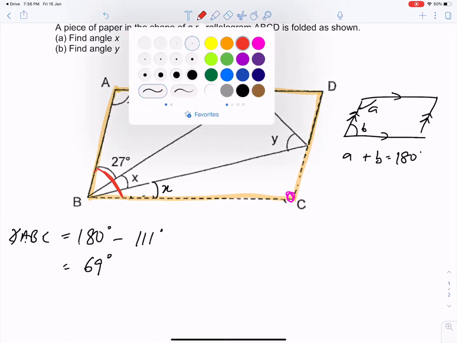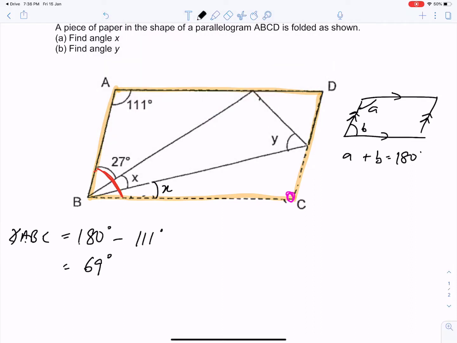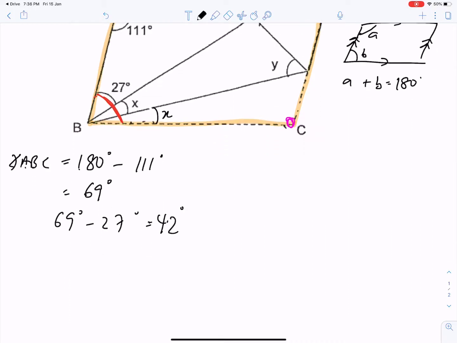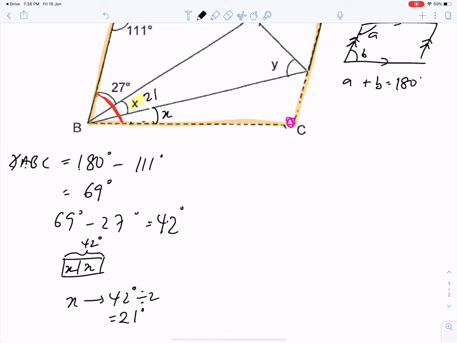Since I want to find X, I need to take away 27. So 69 degrees take away 27 degrees will amount to 42 degrees. And this 42 degrees is double of X. If you want to draw a model to explain this, you can. So this section here is 42 degrees. If you just want to find X, not double X, just X, X will be 42 degrees divided by 2. You're going to get 21 degrees. First answer is done. So over here is 21 degrees.